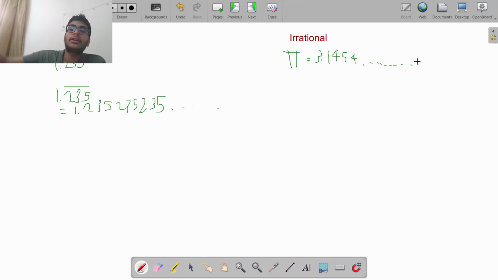When you have an infinite amount of numbers, but there are no repetitions in it, like there's no bars upon it, this is a much more intuitive way of understanding it. So, the difference between a rational and an irrational is that rational has two types: finite numbers and also infinite, but they're repeating. But in irrational, you have infinite, but they're non repeating.